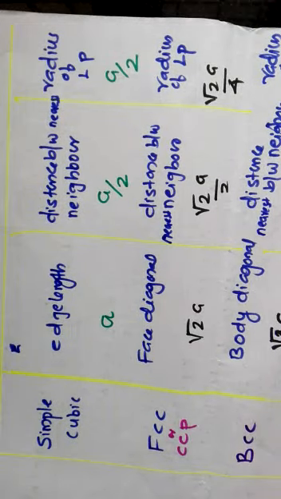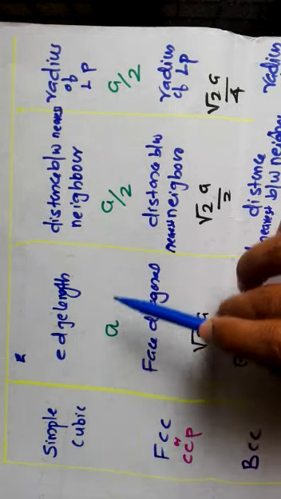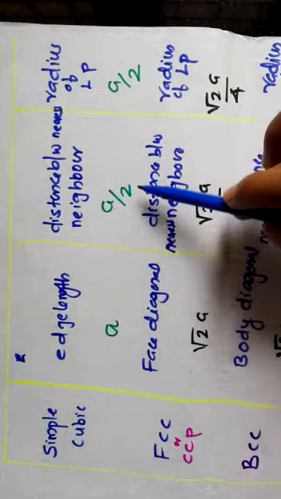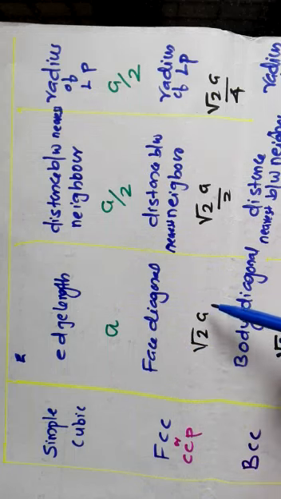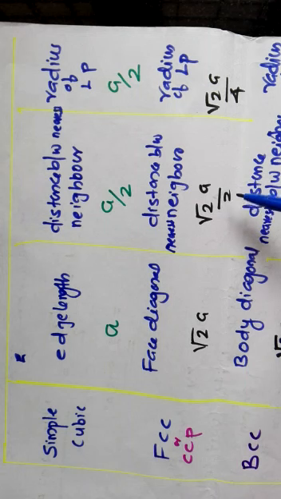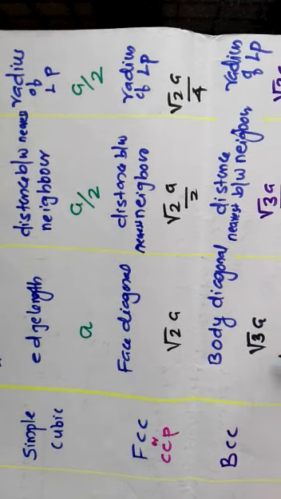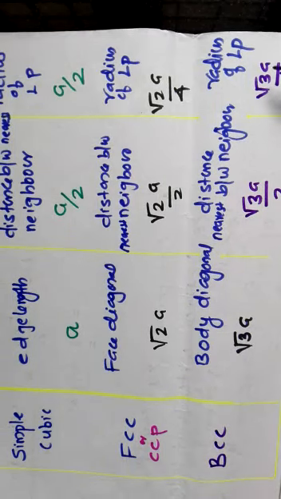Therefore, in short, simple cubic: a by 2, a by 2, where a by 2 is the distance between nearest neighbors and a by 2 is the radius of the lattice point. Face diagonal root 2a, distance between nearest neighbors in FCC or CCP is root 2a by 2. Radius of lattice point is root 2a by 4. BCC: body diagonal root 3a, distance between nearest neighbors in BCC is root 3a by 2. Radius of lattice point is root 3a by 4. Understand, a is outside the root.